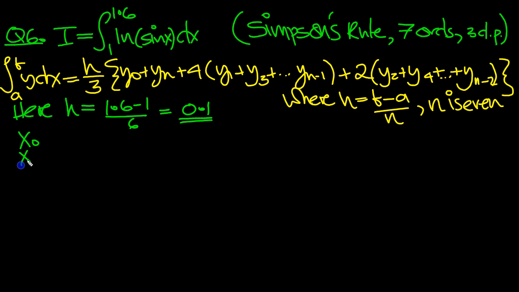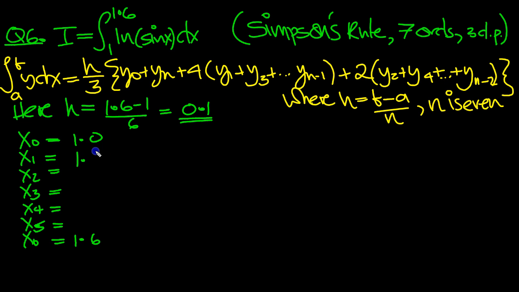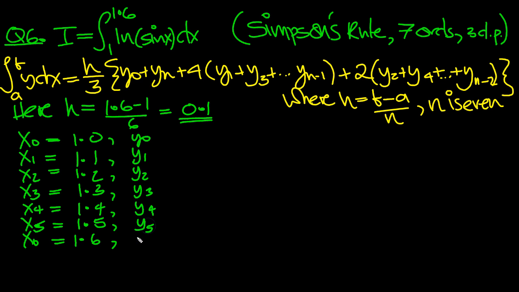Now we do our 7 ordinates. Here they are, 0 to 6, which is 7 ordinates. We start from 1 and go up to 1.6, and we go up in increments of 0.1 because that's the interval. So put them down then. And now we've got the x ordinates, we can work out the y values. So let's write these down. So let's work out these.